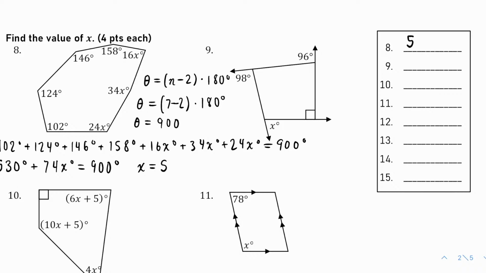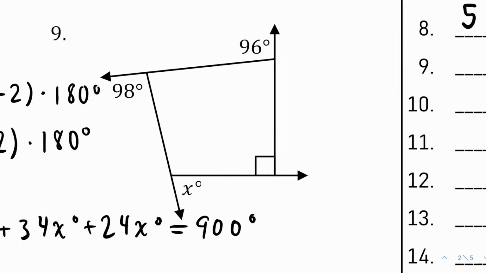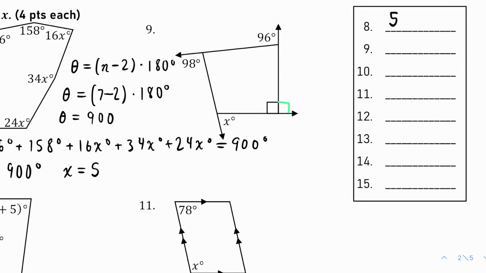Number 9. One of the key things that you need to notice on number 9 is if this interior angle is 90, then this exterior angle is also 90. So we actually do have all 4 exterior angles labeled in some way. We've got a 90, 96, 98, and X. And if you remember from earlier, the exterior angles always add up to 360 degrees.